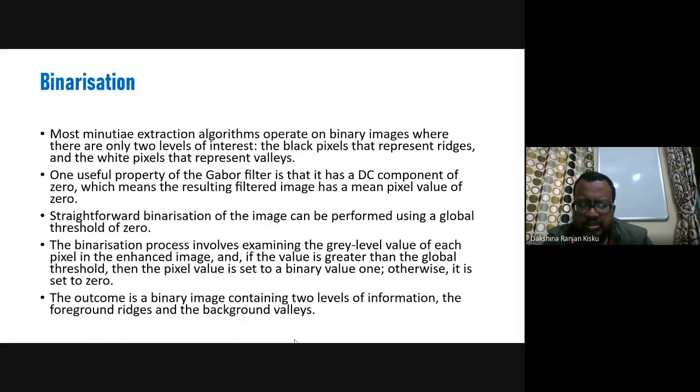Otherwise, when the pixel value is found to be greater than that of the global threshold, then that pixel value will be set as 255, or will be assigned the gray level value 255. Here 255 means the white pixel. In this way we can obtain two different levels. Depending upon the global threshold, or depending upon the DC component of 0 value, we can obtain two different levels for ridges and valleys. Black pixels will represent the ridges and white pixels will represent the valleys.